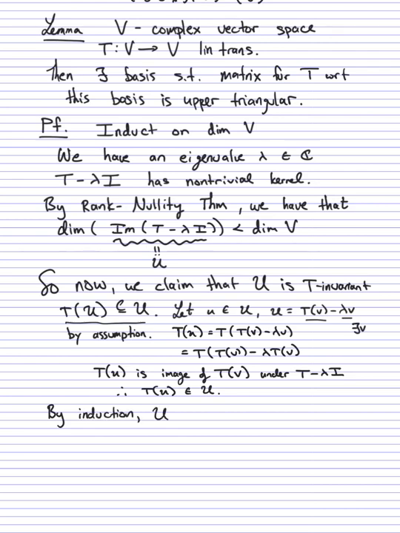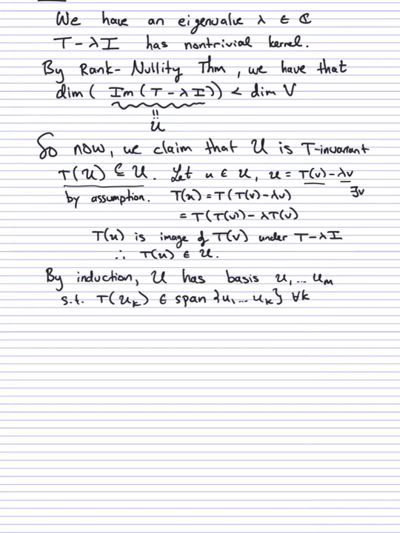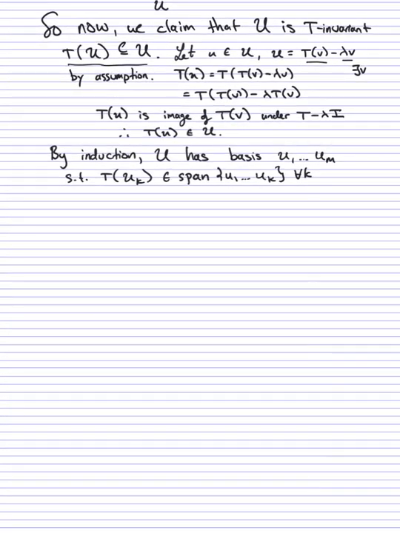So now by induction, we can assume that U has some basis, which I'll call u1 up through um, so that T of uk is in the span of u1 up through uk for all k. In other words, with respect to this basis, T restricted to U is upper triangular. So this is what we know.